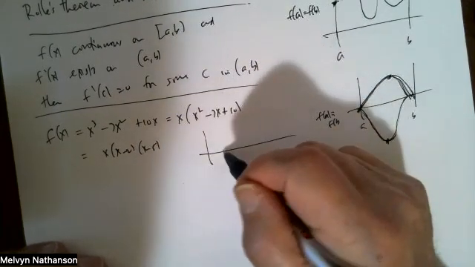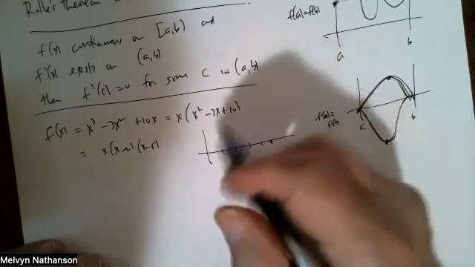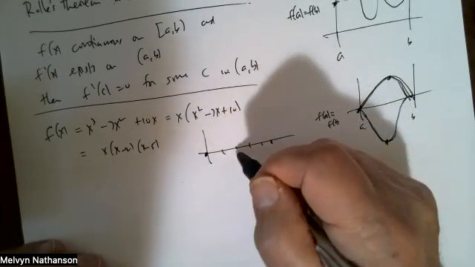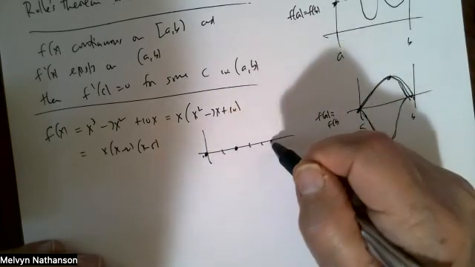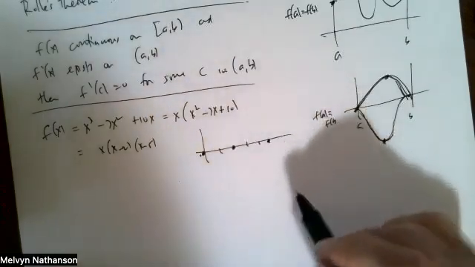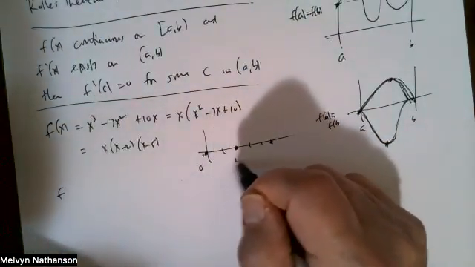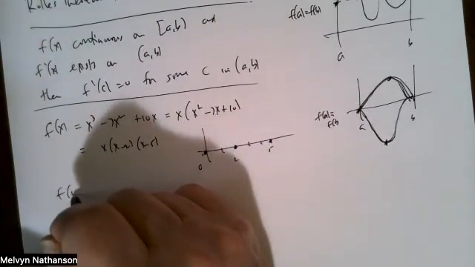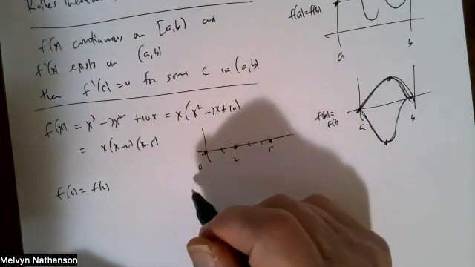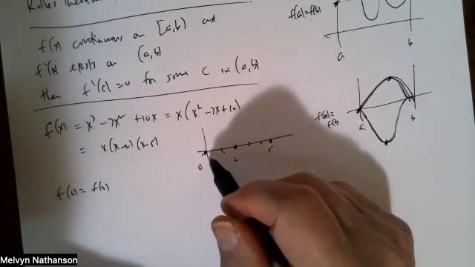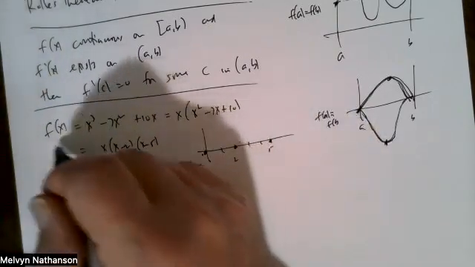So if I were graphing this polynomial, it's equal to 0 at 0, at 2, and at 5. So for example, this is 0, 2, 5. f of 0 equals f of 2. So if f of 0 equals f of 2, the derivative has to be 0 somewhere between 0 and 2.